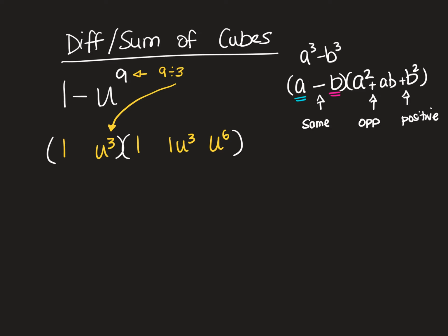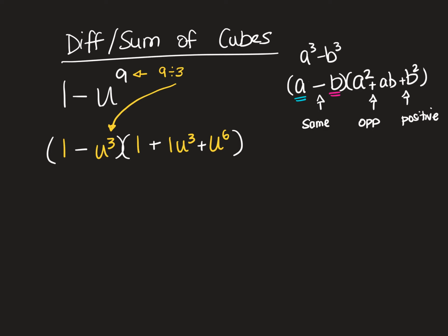Okay, so the pattern is we're going to take whatever the sign was in the initial problem, which was minus. We're going to do the same as that. Then we'll do the opposite of that. And then we always end with a positive sign. So whatever your difference or sum of cubes is, you want to use this process.